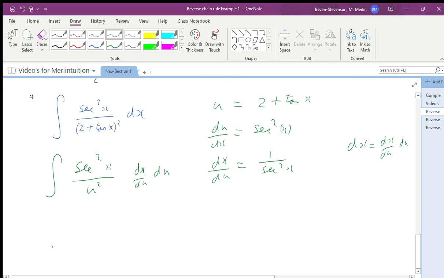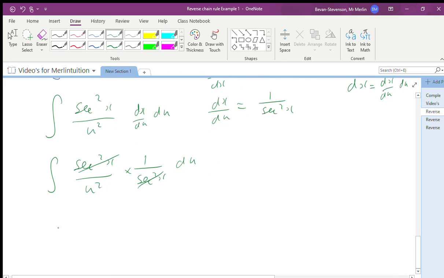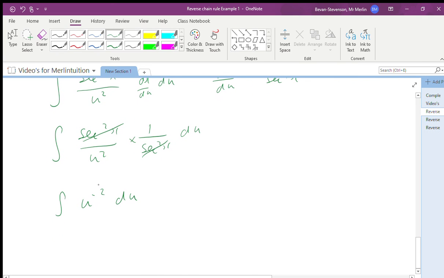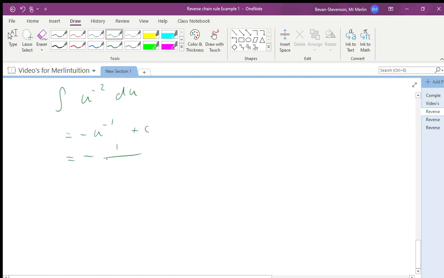Substituting that in, we have the integral of sec squared x over u squared times 1 over sec squared x du. Again, these cancel nicely. We're asked to integrate u to the minus 2 du. When we integrate, we increase the power, then divide. So this is minus u to the minus 1 plus c. So it's minus 1 over 2 plus tan x plus c.